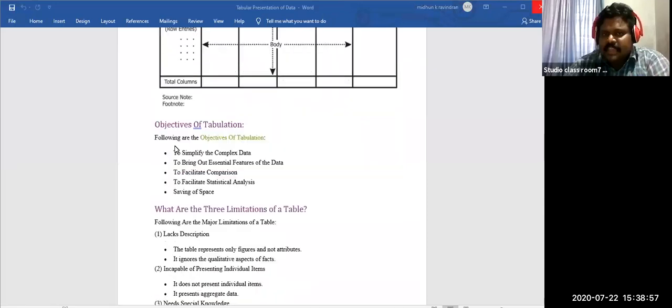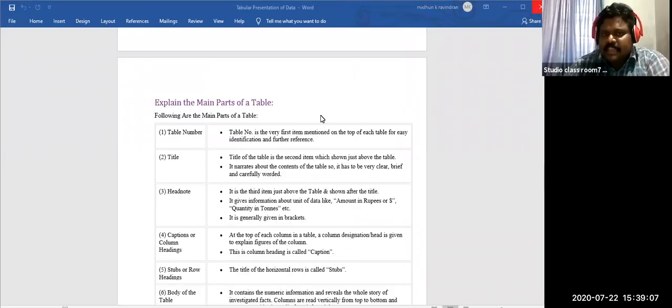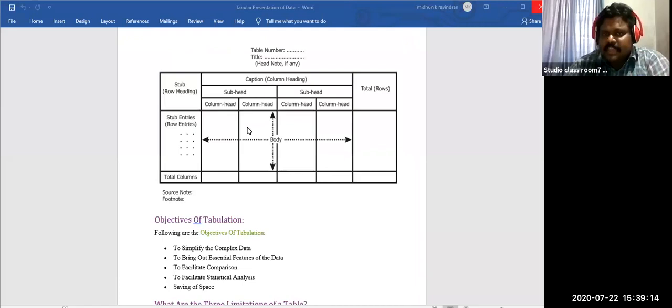Next one, the body of the table. I already told you that the total digits or data is called the body of the table. Body of the table here. You can see the mouse moving area. That is called the body of the table.